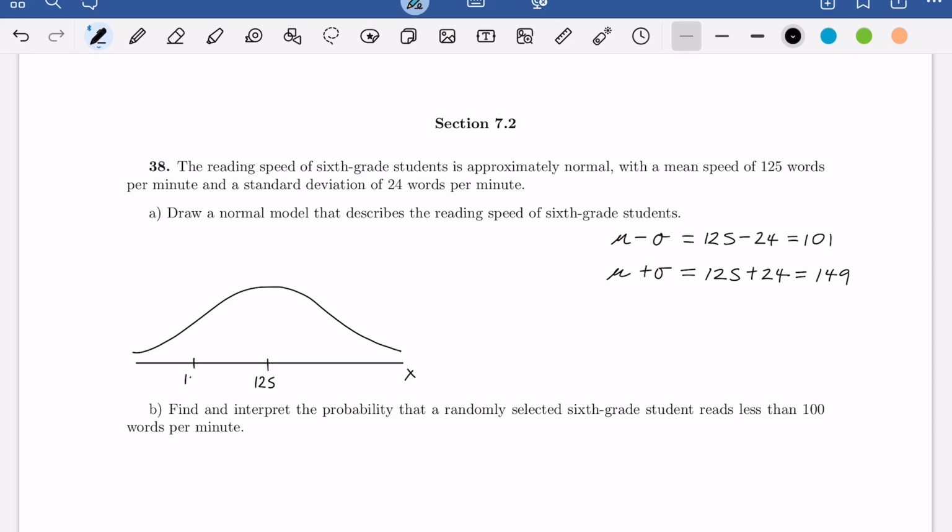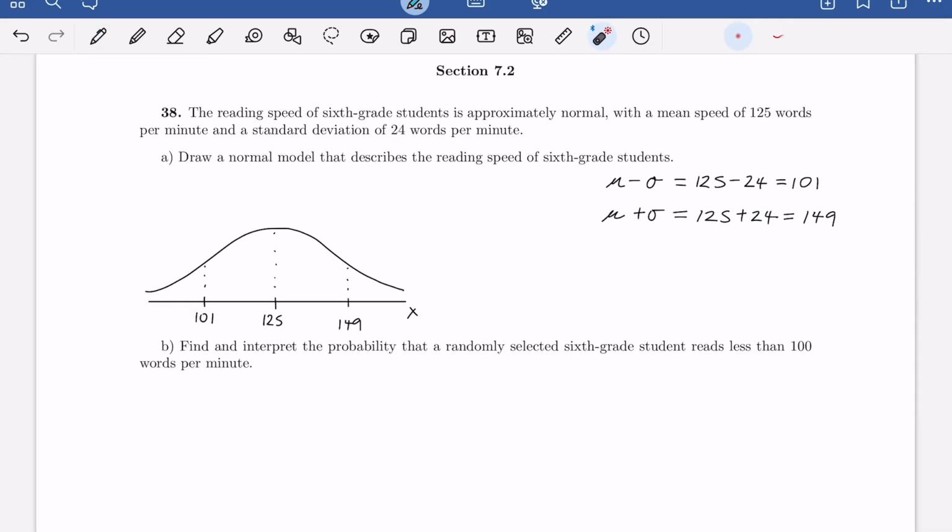All right, so we have 101 here and 149 here. So this would be our normal curve for this situation. Now for part B, we want to find and interpret the probability that a randomly selected sixth grade student reads less than 100 words per minute.